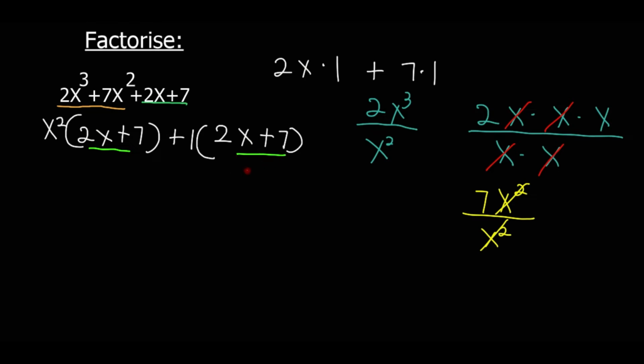So that is the thing we wanted, and then from here we write bracket 1, we have 2x plus 7, and then we have x squared plus 1, this one, x squared and this one, and so this is our answer.